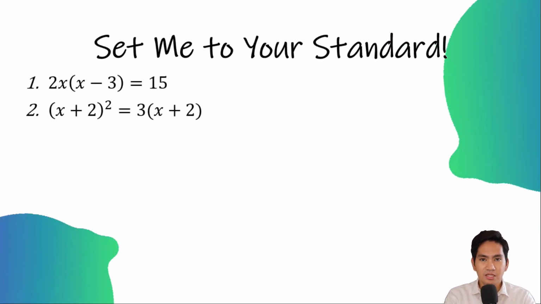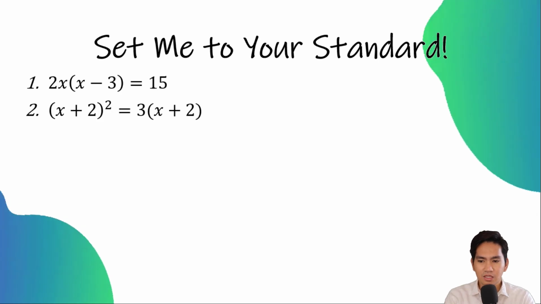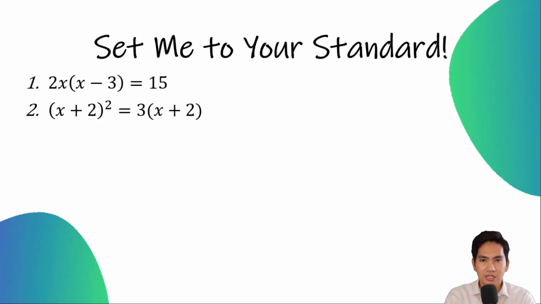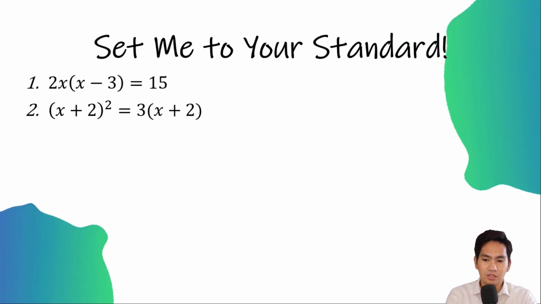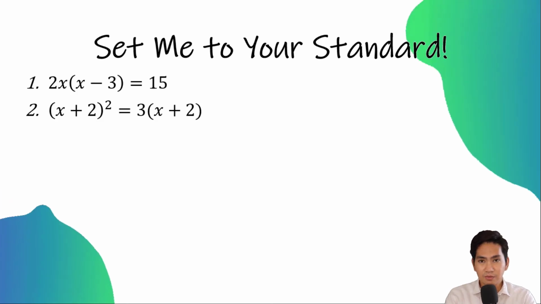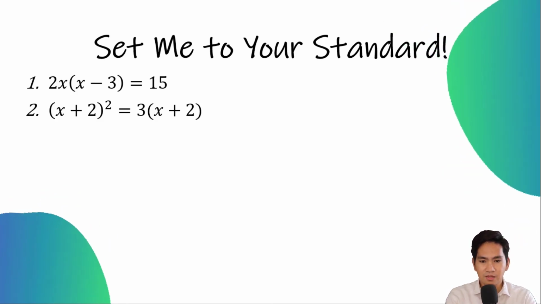Write in standard form. Number 1: 2x times the quantity of x minus 3 is equal to 15. Number 2: the square of x plus 2 is equal to 3 times the quantity of x plus 2. In these examples, you have to write them into standard form.